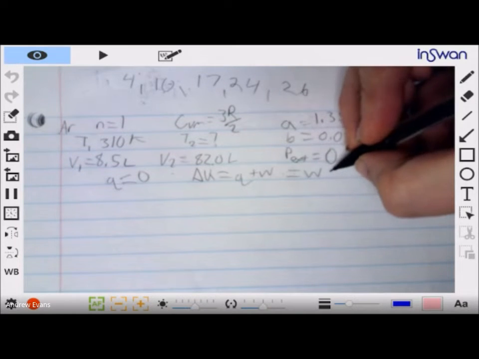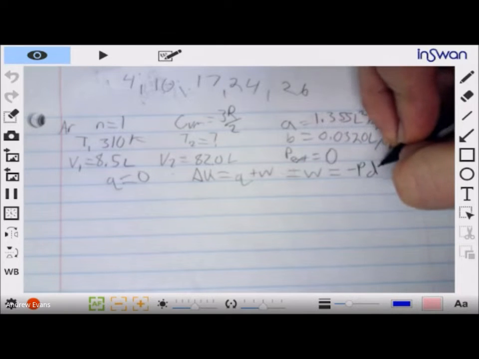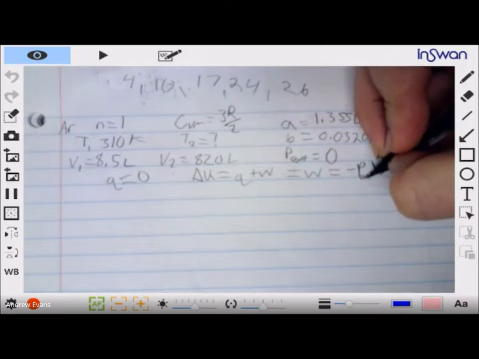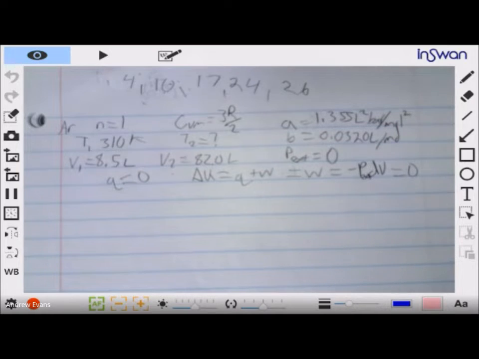But work is equal to negative P external delta V. And with external pressure of 0, no work can be done. So this means that no matter what, for this process, the internal energy change must equal 0 for this entire process.